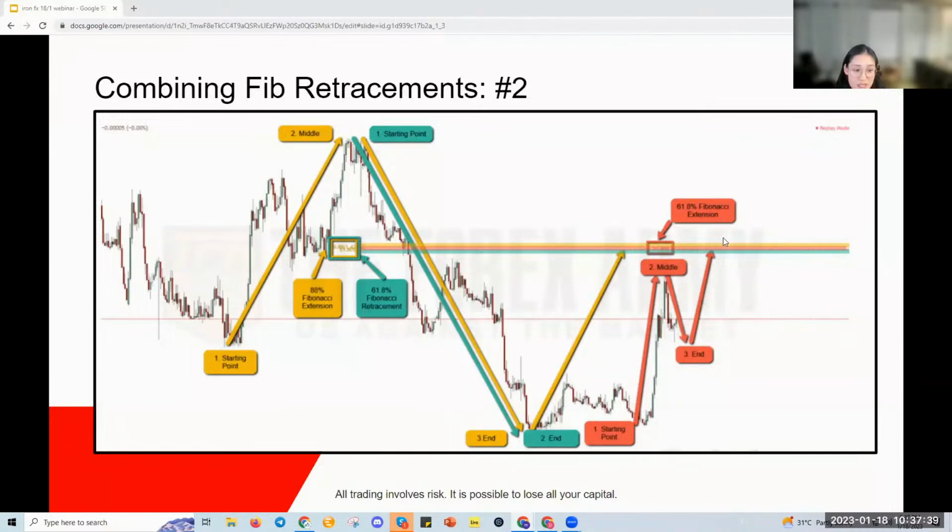So for red, it gives us a 61.8% Fibonacci extension. So we can see that all these three levels line up, and it gives us a strong area of Fibonacci confluence to trade from. So what I would do is wait for price to make a push up to this area, because currently price is at this red line here. When it touches this area, then I would short the market and play the drop.